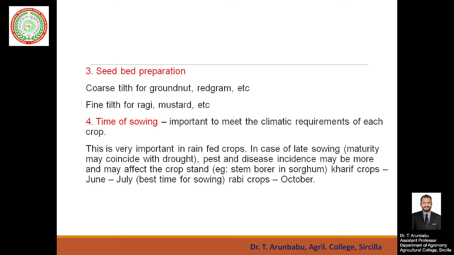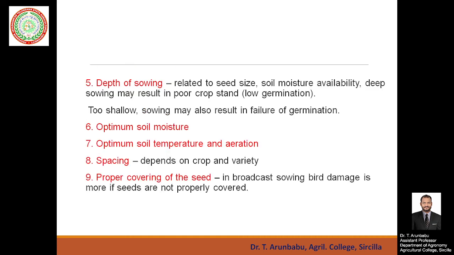And next one, time of sowing. It is very important to meet the climatic requirements of each crop. This is especially important in rain-fed crops. In the case of late sowing, maturity may coincide with drought, pest and disease incidence, and more, which may affect the crop stand. For example, stem borer in sorghum. For kharif crops, June to July is the best time of sowing, and for rabi crops, October to November.